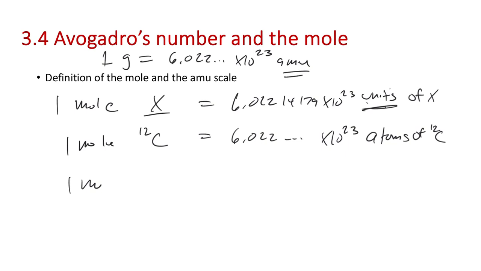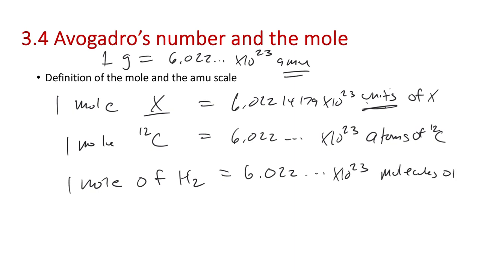We could have 1 mole of H2. So we have a mole of molecules of hydrogen. So 1 mole of the molecule of hydrogen would be 6.022 times 10 to the 23 molecules of hydrogen. So you just have to think, what is the item that we're talking about? What's its unit? Well, for H2, the unit would be the molecule. So a mole of the molecule of hydrogen is an Avogadro's number of hydrogen molecules.